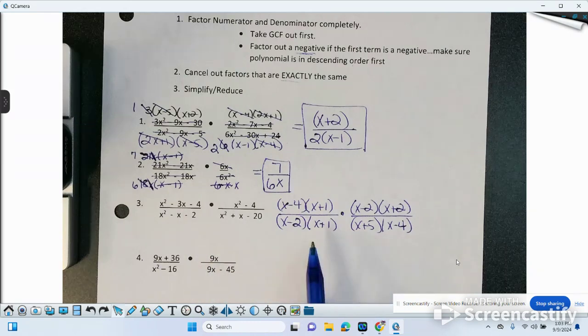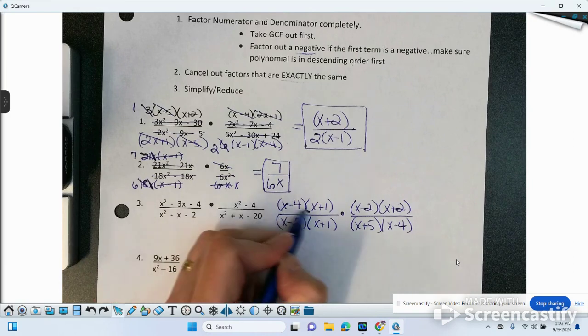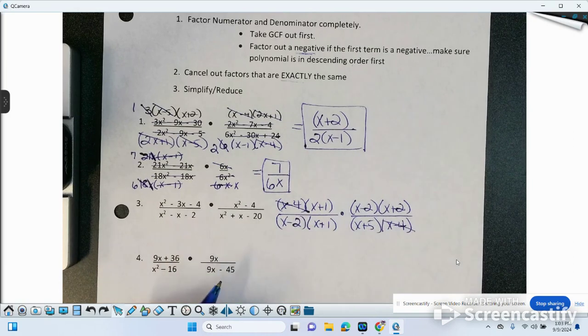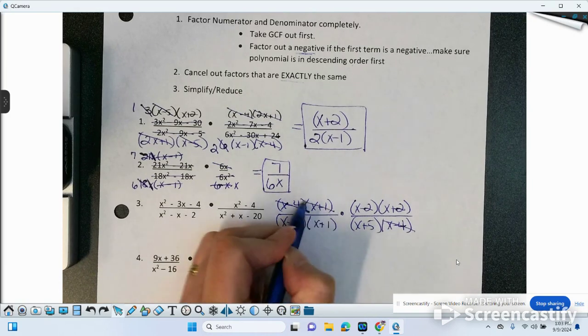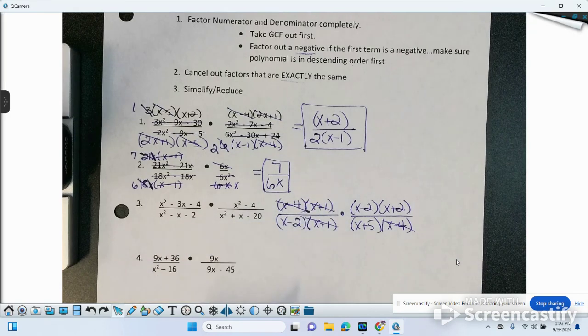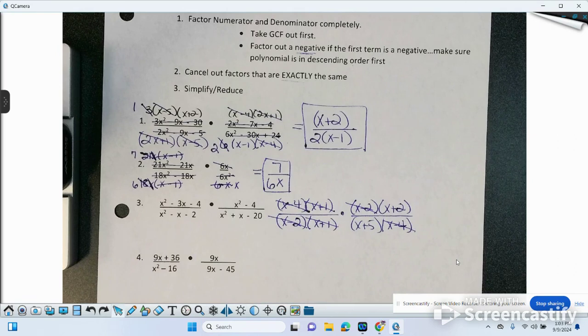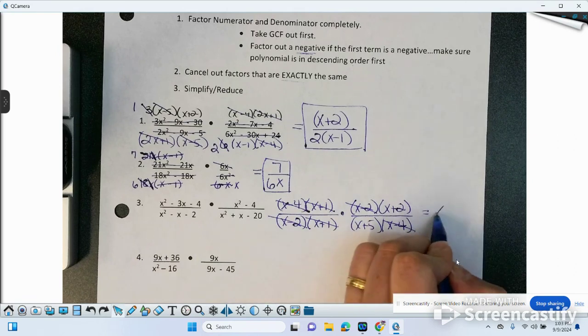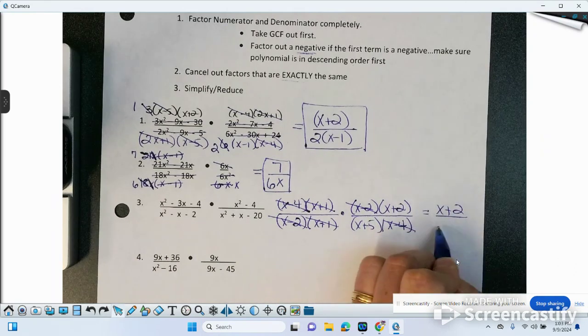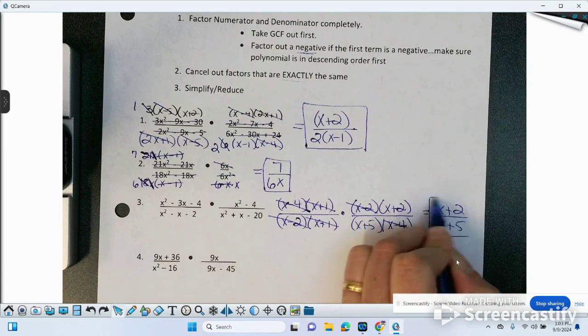So to multiply, since everything's being multiplied across, if there's anything in the top that cancels out with anything in the bottom, I'm going to cancel them out. Gone. So it looks to me like I'm left with an x plus 2 in the top and an x plus 5 in the denominator.